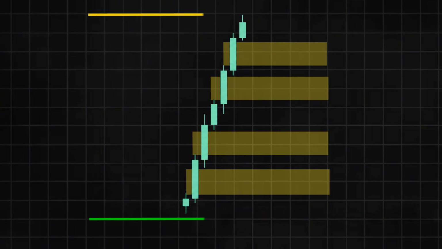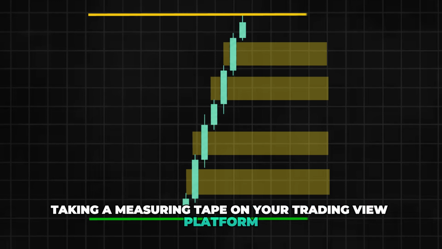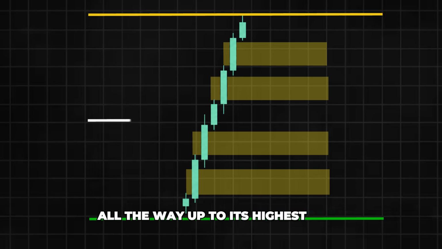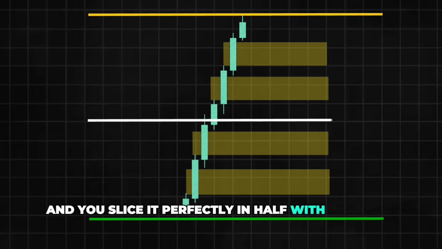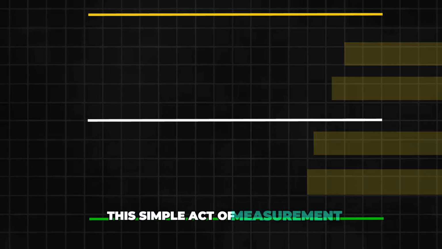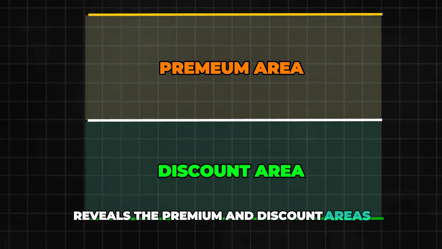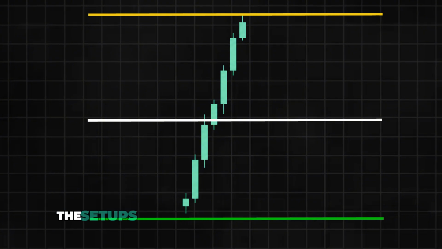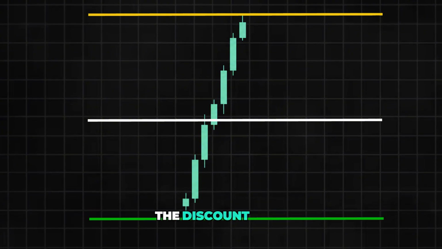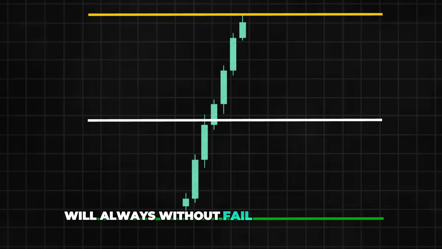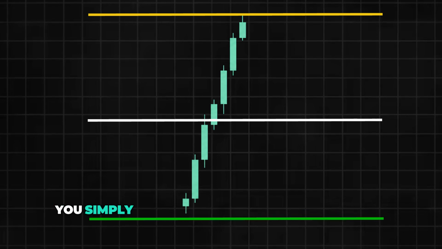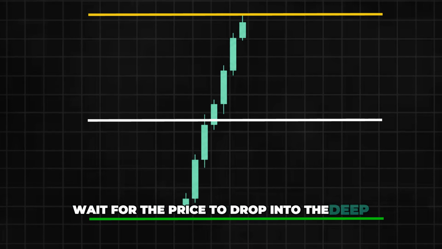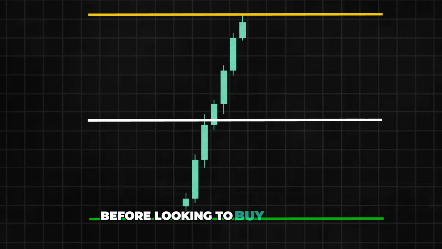Well, imagine taking a measuring tape on your TradingView platform. You stretch it from the absolute bottom of that recent surge all the way up to its highest peak, and you slice it perfectly in half with a median line. This simple act of measurement reveals the premium and discount areas. If you are hunting for a long trade to ride the market higher, the setups hiding deep within the lower half of the discount area will always, without fail, be the strongest. You simply ignore the gaps floating near the top and patiently wait for the price to drop into the deep discount before looking to buy.